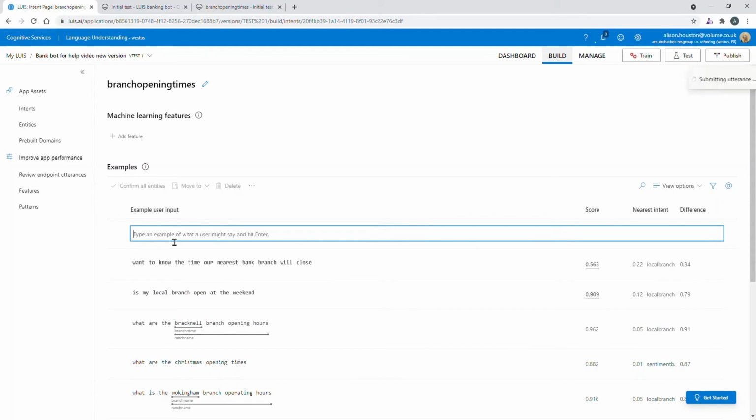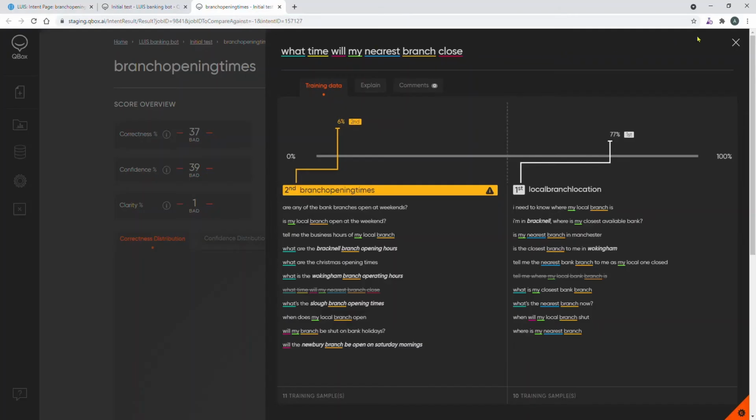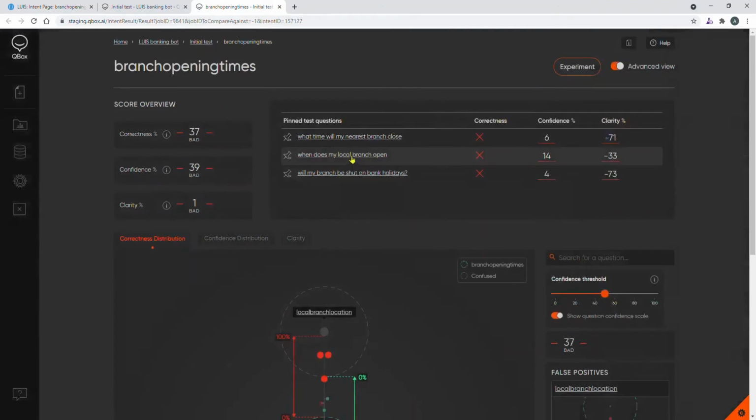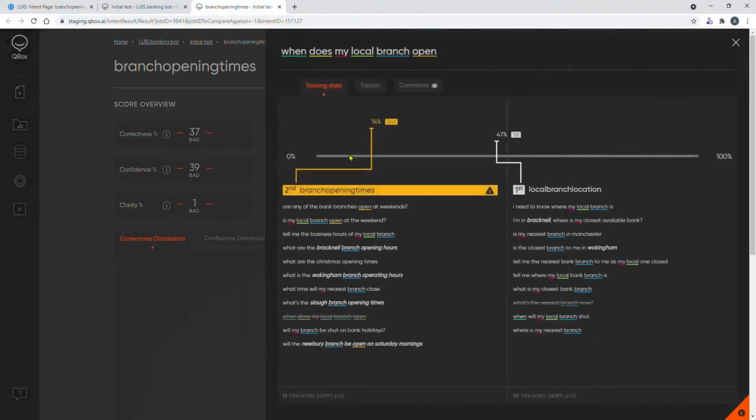Let's look at the second incorrect utterance. When does my local branch open? So this is 47% confident of this incorrect intent prediction, and the correct intent, in second place again, is 14% confident.